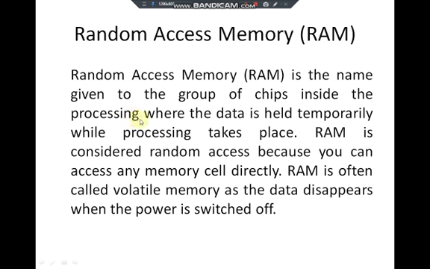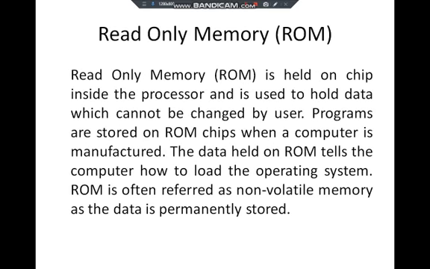RAM is considered random access because you can access any memory cell directly, so it is used randomly. RAM is often called volatile. Volatile means the data which we store in the RAM disappears when the power is switched off, so it is volatile in nature.